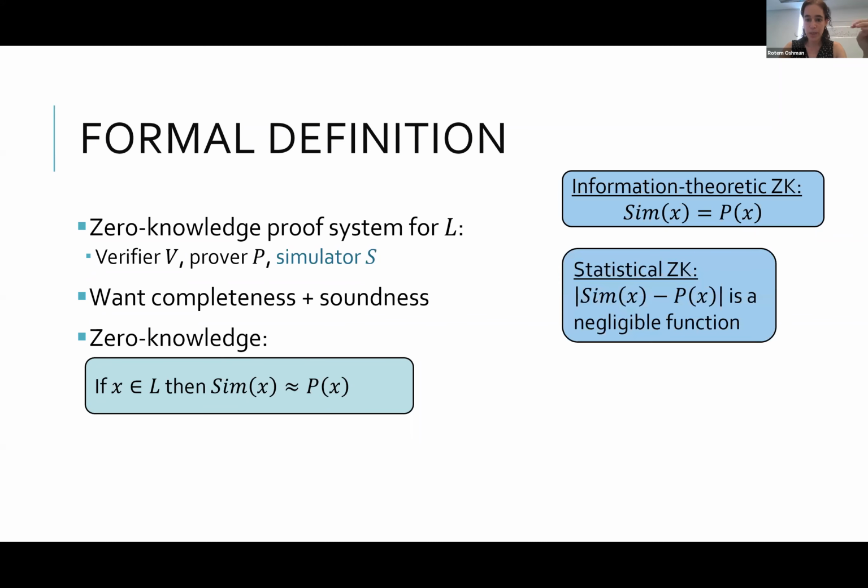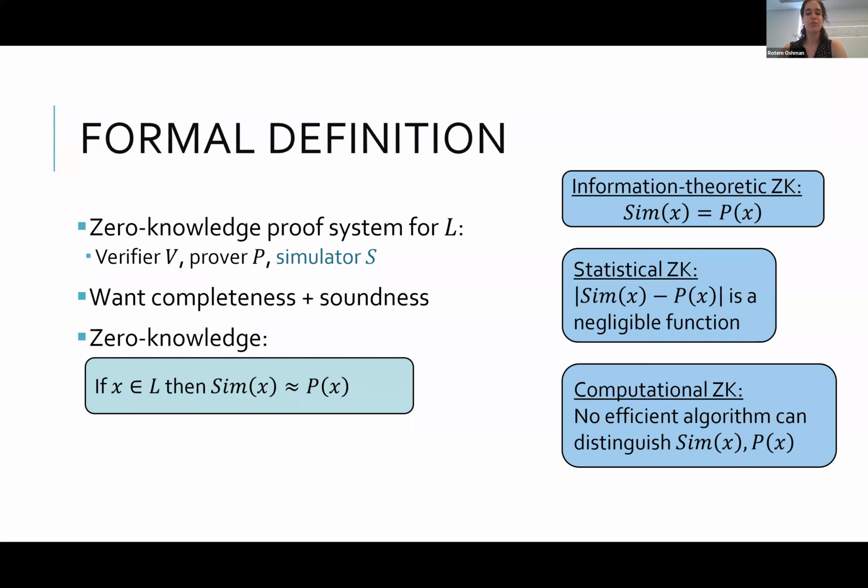A slightly weaker definition is called statistical zero knowledge. Here, the simulator outputs a conversation which is from a distribution that might not be exactly the right one, but it's very close. The difference between them is some negligible function. It's smaller than 1 over any polynomial.